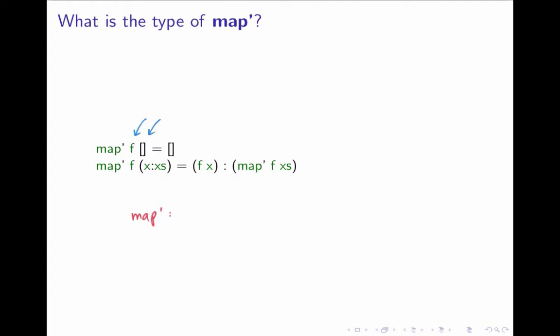So since map prime takes a function f as its first argument, its type must be t to t1 for some types t and t1, and after that its second argument is a list, and since f is applied to the elements of the list, and we can see that f is of type t to t1, we see that the second argument must be a t list. And we see that the resulting list is a list of elements of type t1, so the result type of this function is a t1 list. Let's see what Haskell says about this.